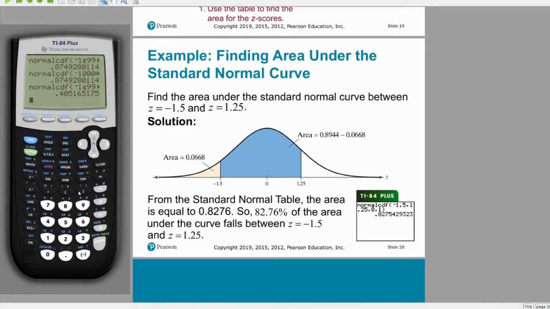On the other hand, if we want to find the area between two z-scores, it's not actually that different. So first, second vars for distributions, normal CDF, where now our lower boundary is not some stand-in for the largest negative value we can come up with. It is specifically -1.5, and our upper boundary here is 1.25. Put those numbers in, and you make it run to get a value of about 0.8276.